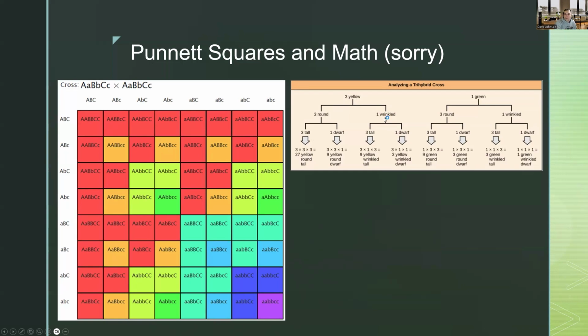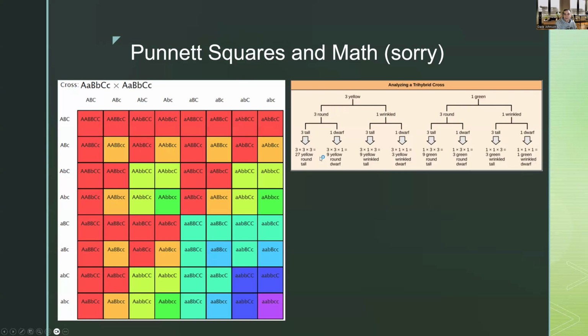For example, you've got the yellow versus green, the round versus wrinkled, and the tall versus dwarf. So again, you've got yellow being a dominant allele, round being a dominant allele, tall being a dominant allele. And you know that it's going to be a 3-to-1 outcome. 3-to-1, and at the next level, 3-to-1, and at the next level, 3-to-1.